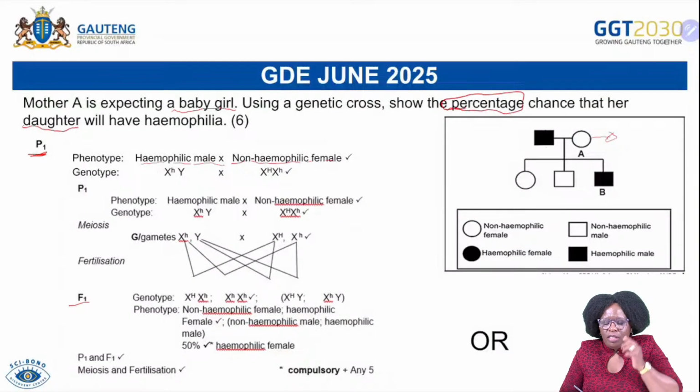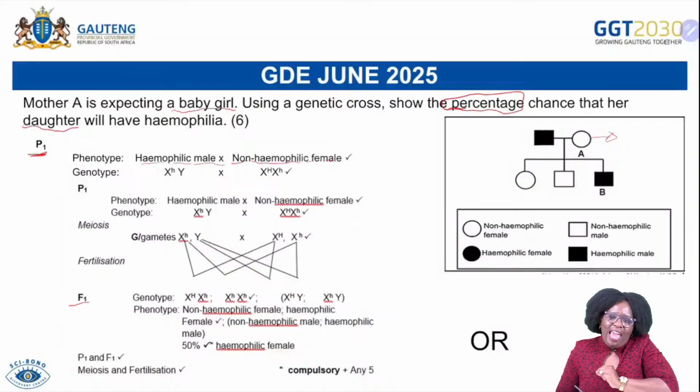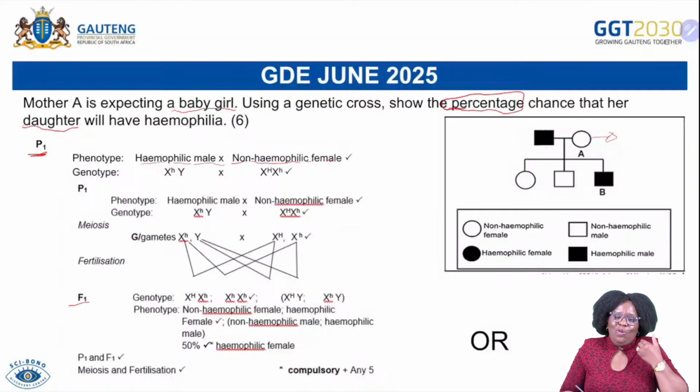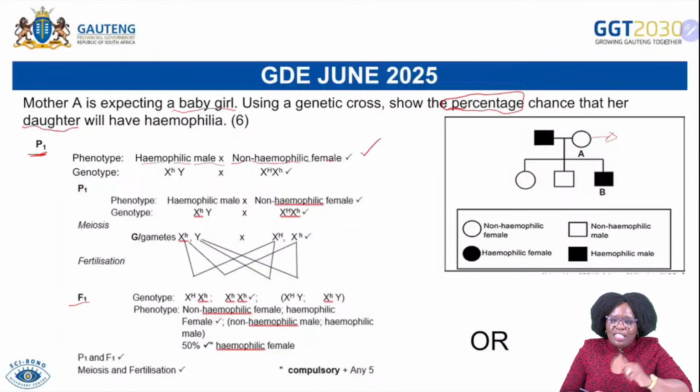You are not allowed or supposed to say male suffering from the condition and female not suffering from the condition. You specify. Like in this case here, we're speaking about hemophilia. So you tell us that it's a hemophilic male that is crossed with a non-hemophilic female. You then immediately have your mark. That's your mark there. Then you go to the genotype.